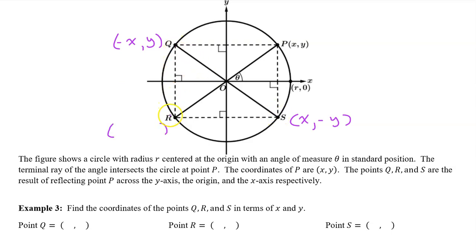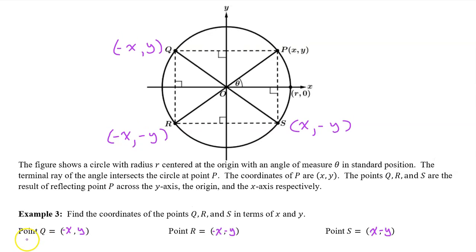Point Q and point R have the same horizontal displacement. So we already figured out that point Q has a horizontal displacement of negative x, so that will be the same for point R. Point R will have the same vertical displacement as point S, and that is negative y. So the vertical displacement of point R is negative y. So these are the answers for example 3.